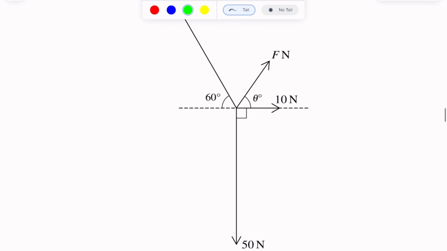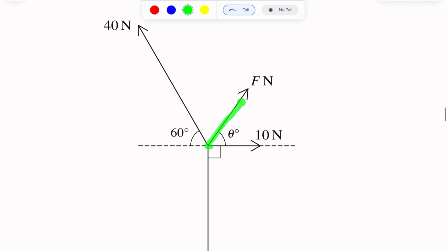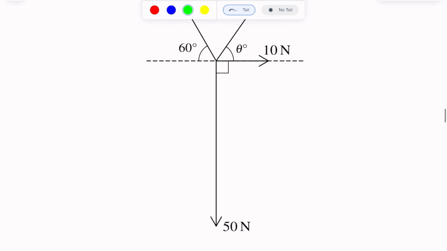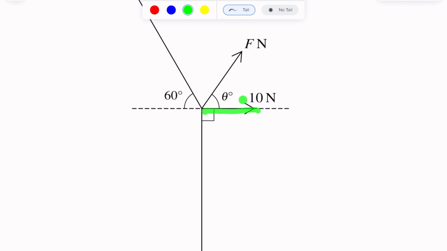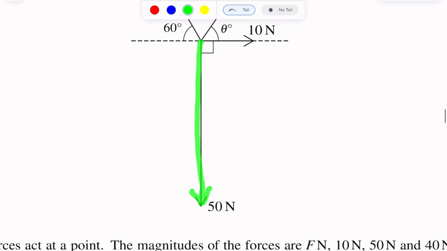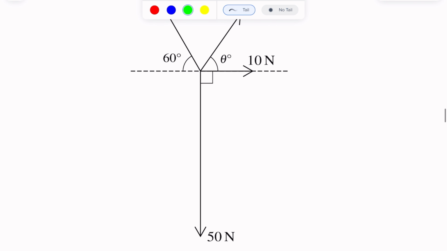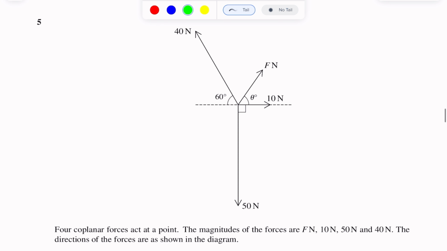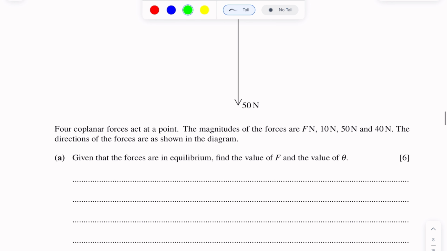First, we resolve these forces. F Newton force will be resolved and 40 Newton force will be resolved. 10 Newton force will not be resolved because it has only one component, along the x-axis, and for the 50 Newton force, its x component is 0 and it is a y component. We will resolve these F Newton and 40 Newton forces and find two rectangular components of each.